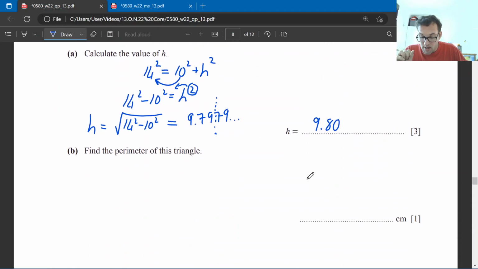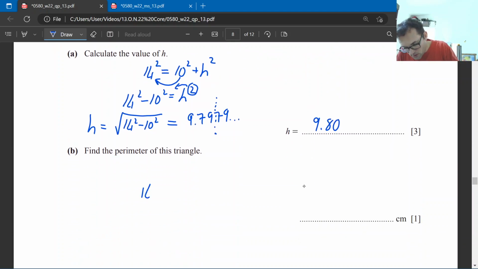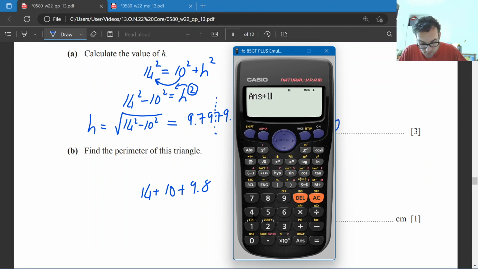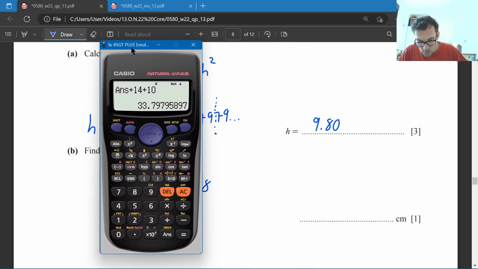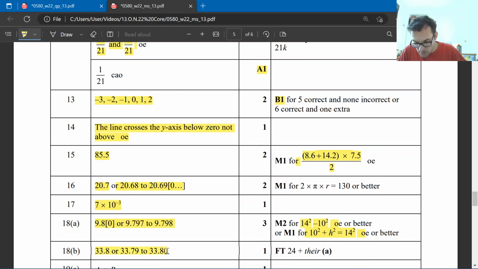Okay. The perimeter of this triangle. Okay, we've just worked out that h is 9.80. Perimeter means we need to add up all the sides. So that would be 14 plus 10 plus 9.8. We're going to be the most accurate possible. Still got that there. Add the 14, add the 10, 33.8, of course. And there we go. Or the unrounded one.